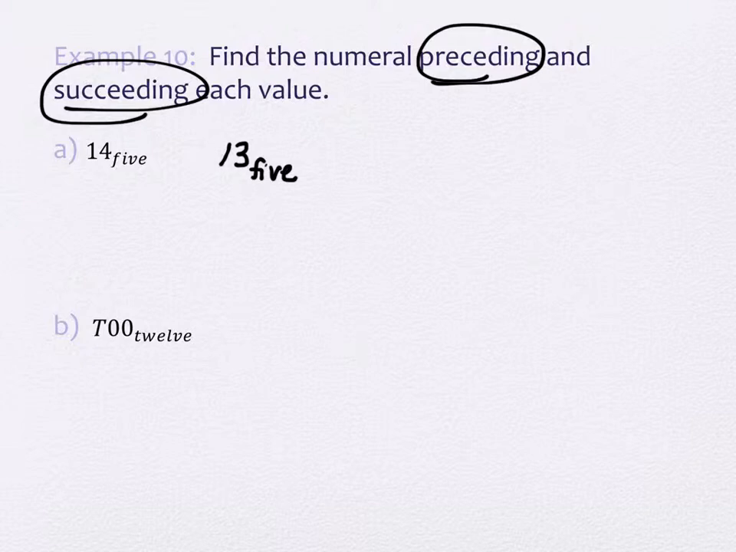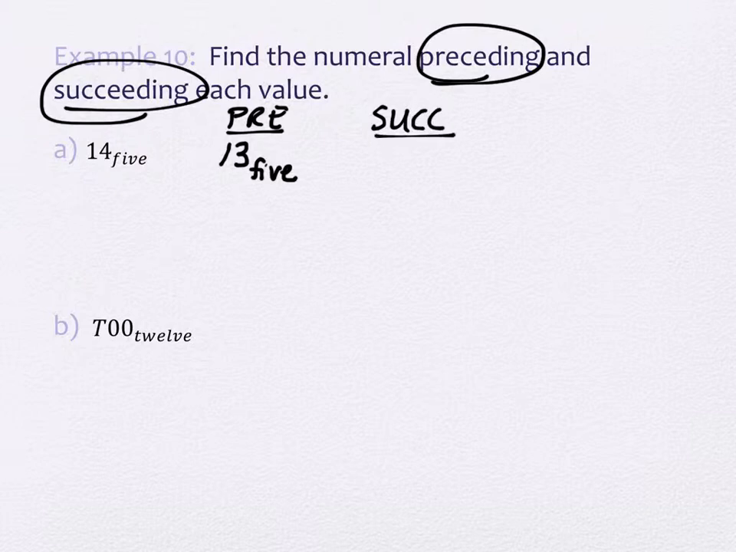So the preceding is this one, and the succeeding, the one that comes after it, would be 2, 0, base 5. I've simply run out of digits, right? What happens when I run out of digits in base 10? Well, that would look like the number 19. Well, what comes after 19? 20, 2, 0. So we do the same thing.